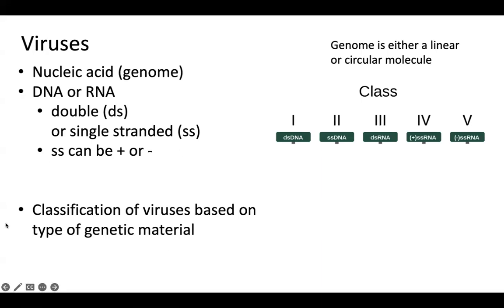One of the ways to classify viruses is based on the types of genetic material. There are actually 7 in this classification scheme, but we just have 5 listed here.